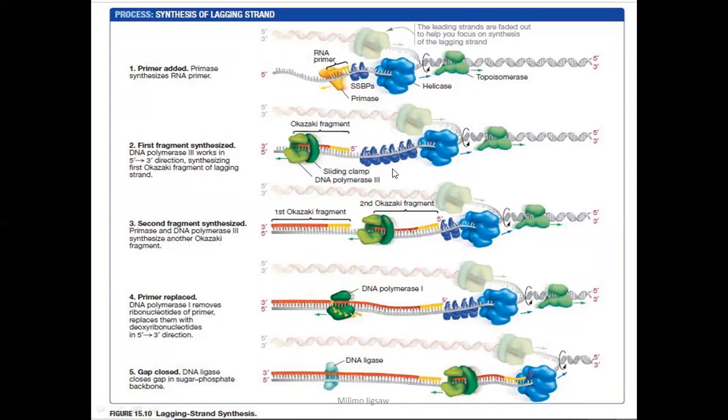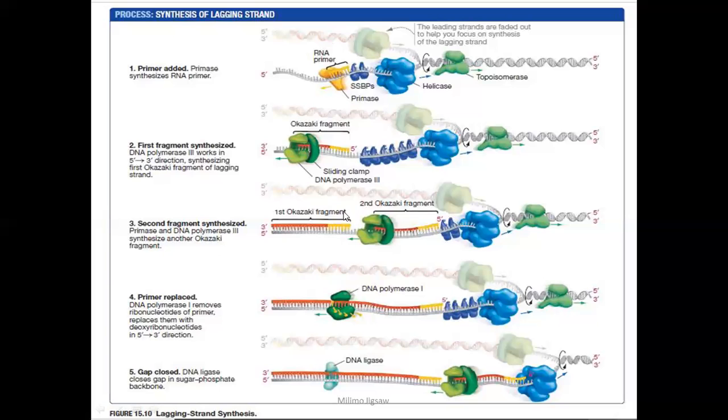These are still single-stranded binding proteins. So we have the primer that is added by primase to initiate DNA replication. And then DNA polymerase 3 will work in the 5' to 3' direction, synthesizing the first Okazaki fragment on the lagging strand. So this is the Okazaki fragment. What will happen then?